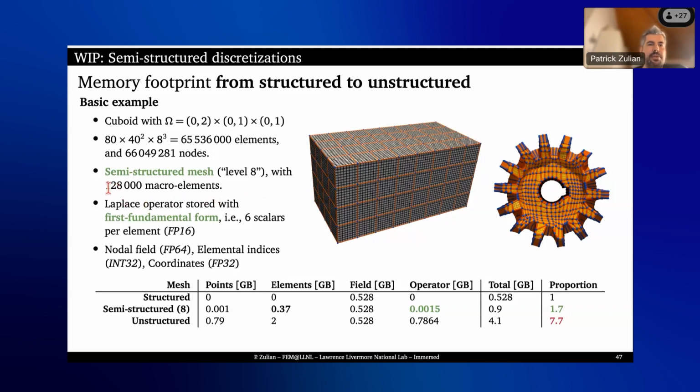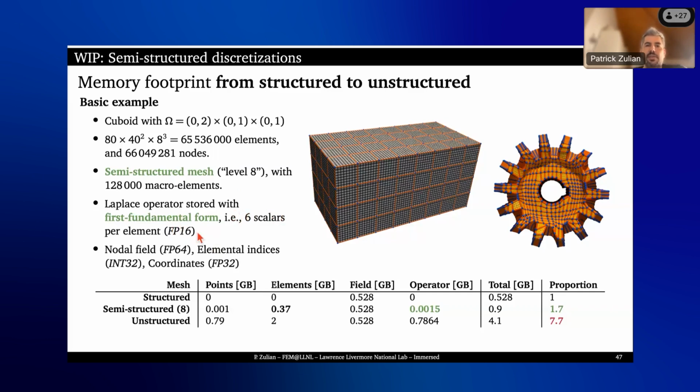It's 128,000 macro elements in the semi-structured mesh, which is equal to 65 million elements in the fully unstructured mesh. And we are very conservative in the way we store our operator. So we just store 6 scalars for the first fundamental form of the Laplace operator, in FP16.